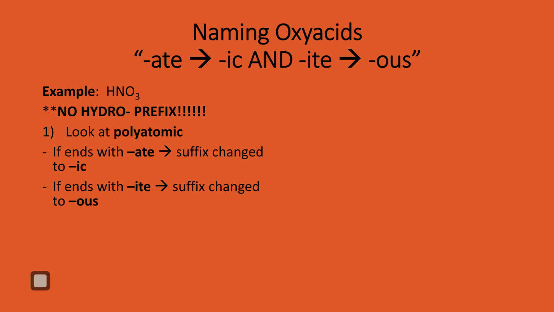You have to look on your polyatomic sheet and go, is this something ate or something ite, and change it appropriately. And then we add acid afterward. The word acid takes care of the hydrogen, because if it's acid, there must be a hydrogen involved in it. So the one above is nitric acid, because it's nitrate, A to ic, nitric acid, and then we're done. So no hydro means I'm taking a polyatomic ion and not an element off the periodic table.